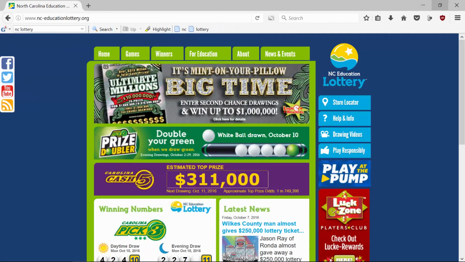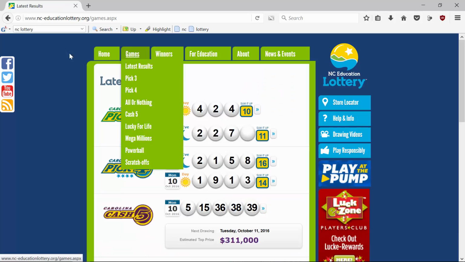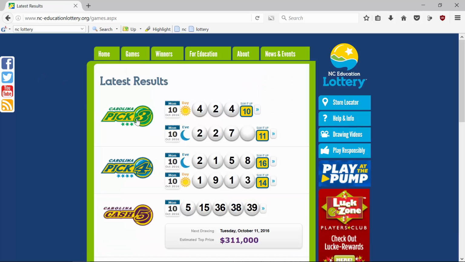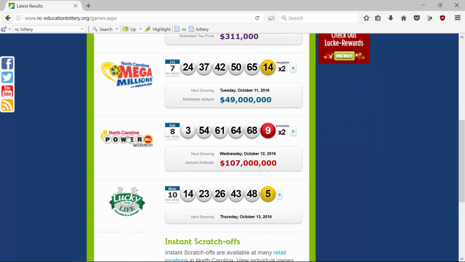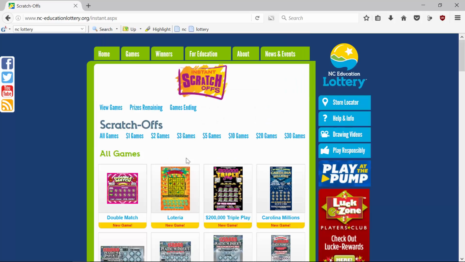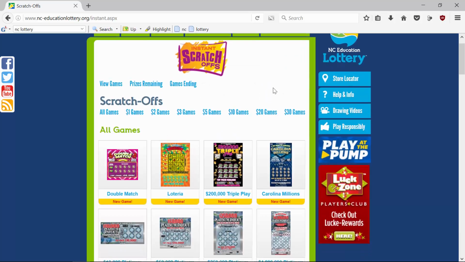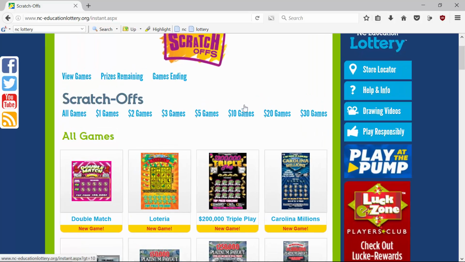This is their website, nceducationlottery.org. If we click games, you can see all the different kinds of games they have. They have a Pick 3, a Pick 4, a Cash 5, a North Carolina Mega Millions, a North Carolina Powerball, Lucky for Life, and these instant scratch-off tickets. In this video, that's what we're going to look at, these instant scratch and win or scratch and lose tickets.